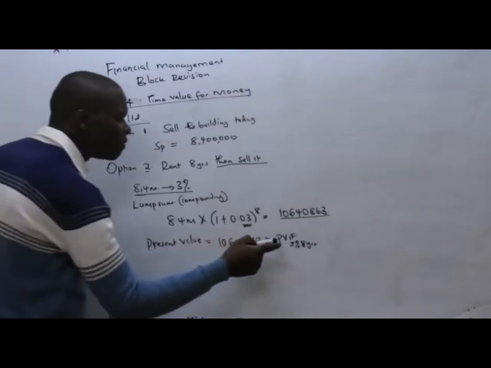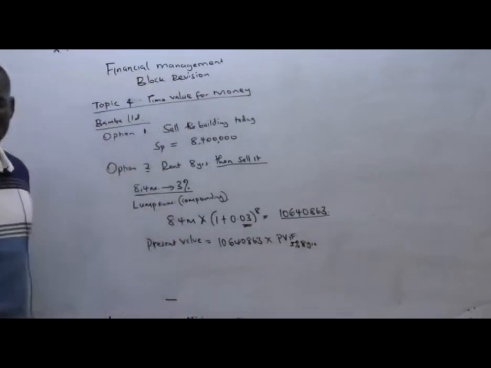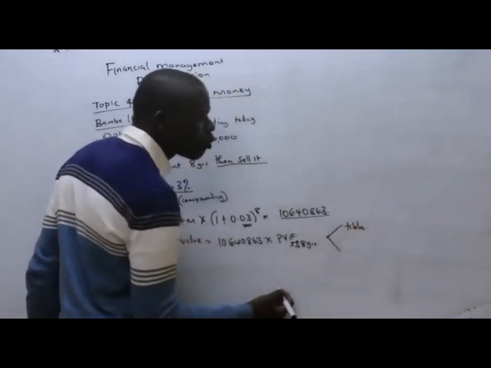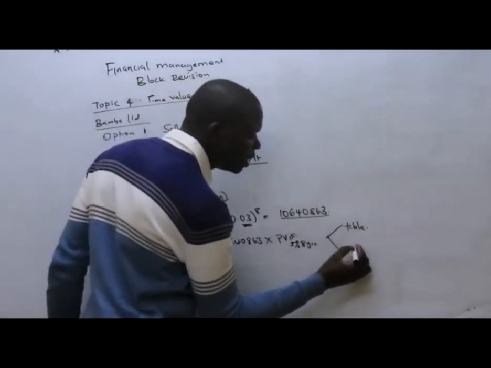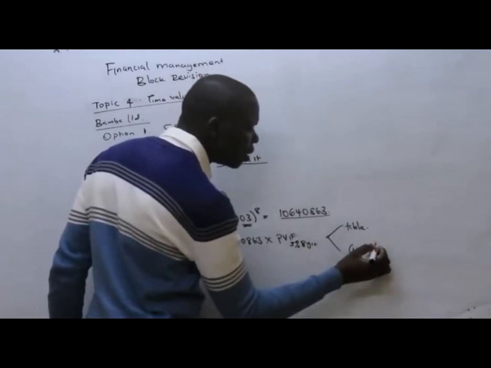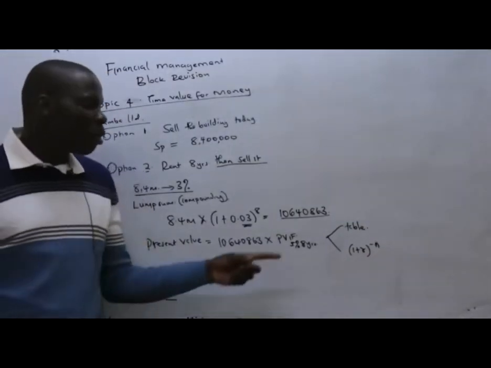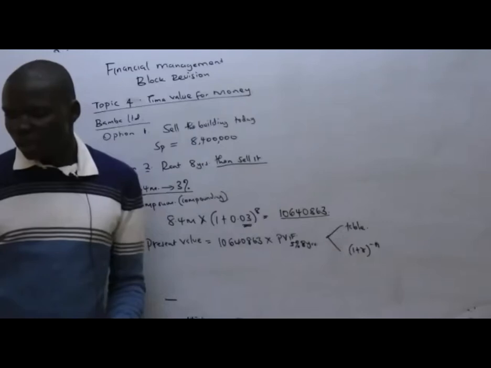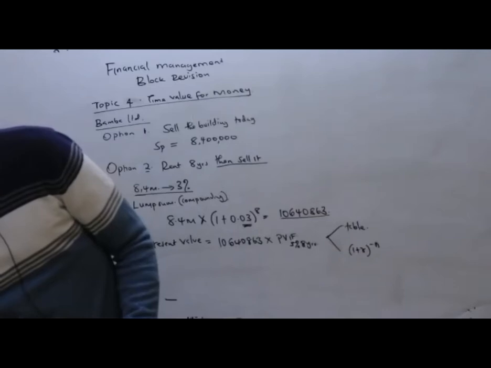And to determine your PVIF, 5%, 8 years, we have two ways of determining it. We can use the table, or we can use the formula. The formula of PVIF is 1 plus R raised to power negative N. Let us believe we all know how to use the table and the formula.